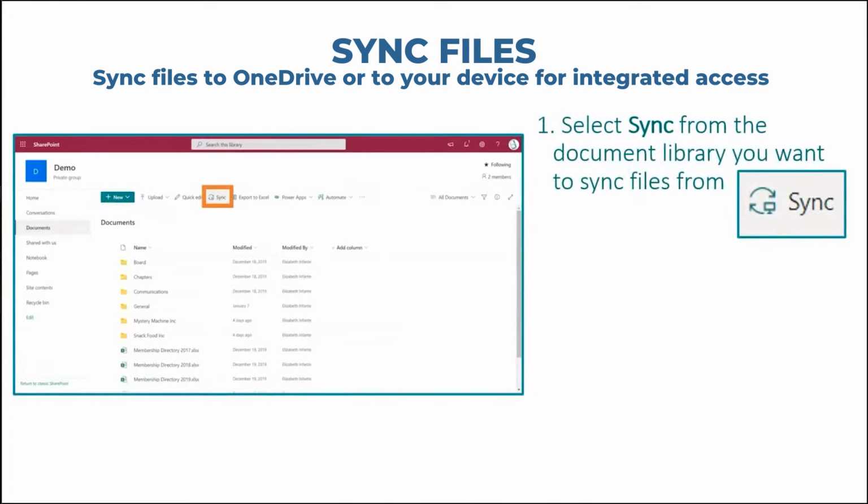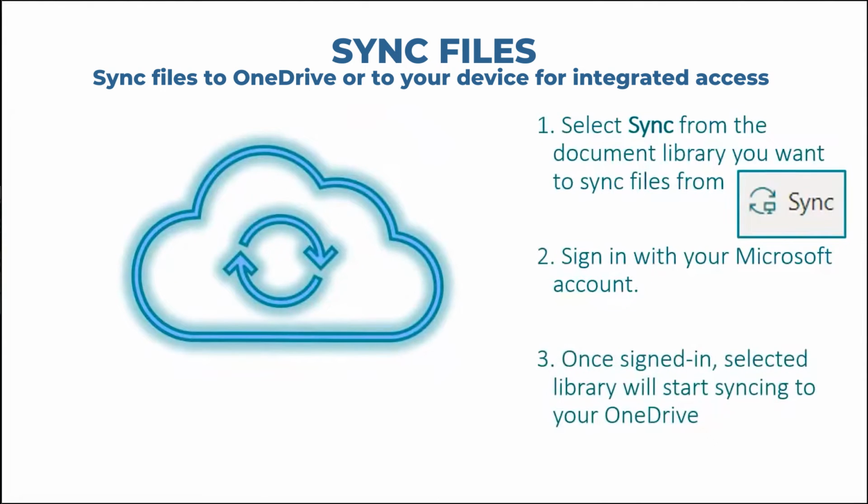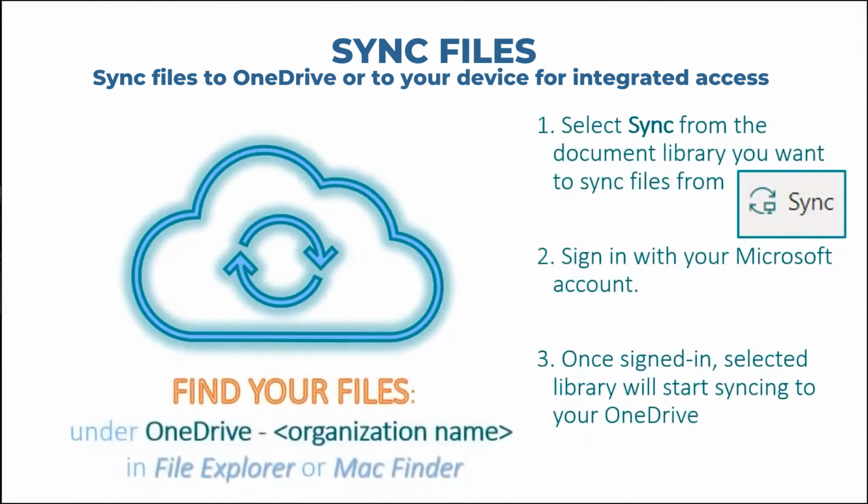You go to the document library where you'd like to sync files from, and at the top you'll click the sync button. Very straightforward. You'll sign into your OneDrive account, which is the same Microsoft information that you have for your work, business, OneDrive for Business. And then once you're signed in, your document library will begin to sync to OneDrive. And then from there, you'll be able to see your files under OneDrive organization name, and then you'll see the different libraries and you'll be able to access it from there.